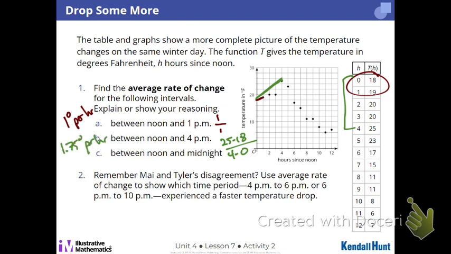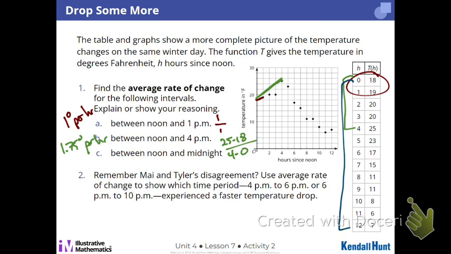So is the average rate of change greater between noon and 1 or noon and 4? Yeah, and that's probably because the hottest part of the day is usually around 3 p.m. So maybe that plays in, maybe. Just think. Next, we have an interval between noon and midnight. Who can help me figure out how to find what that average rate of change is? Hadley.